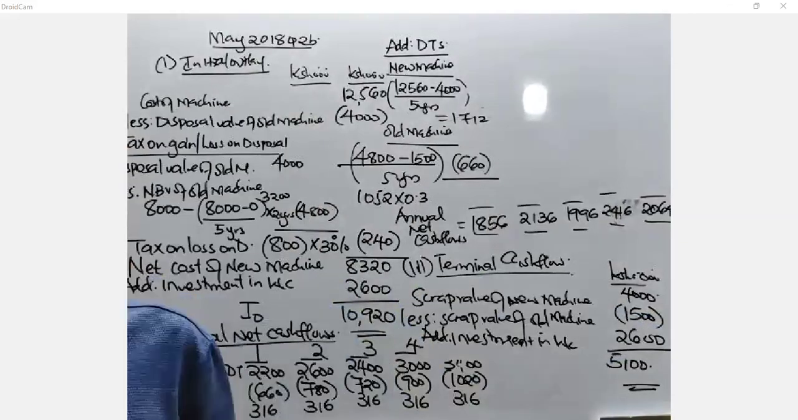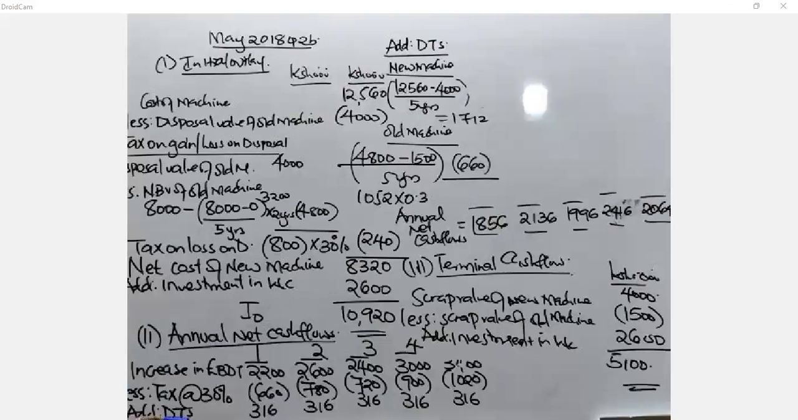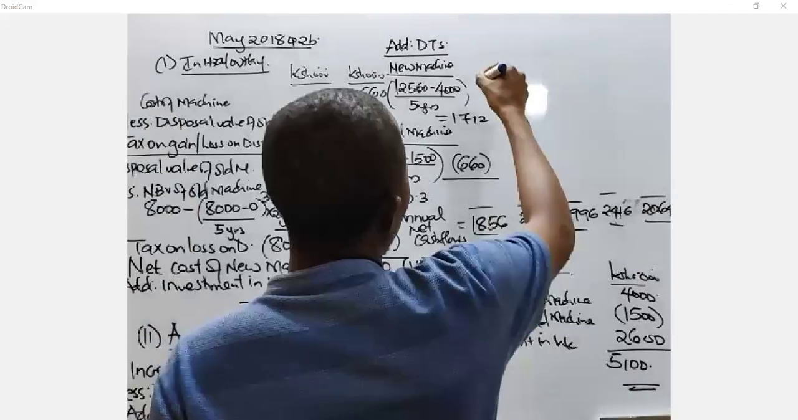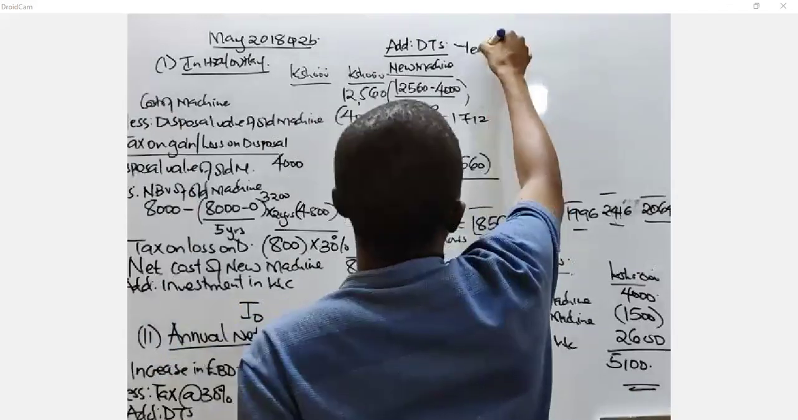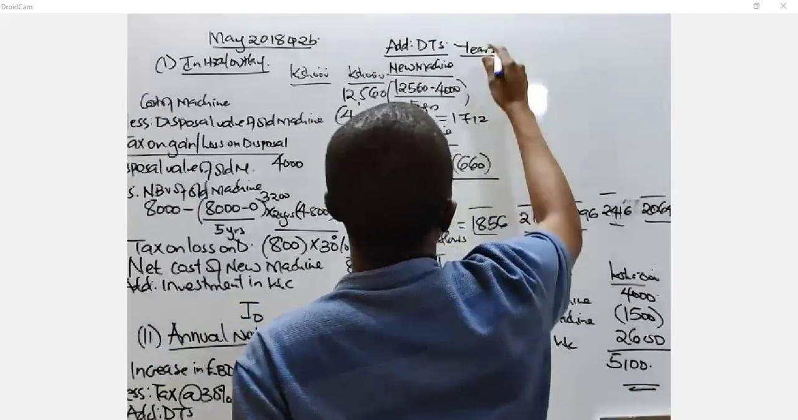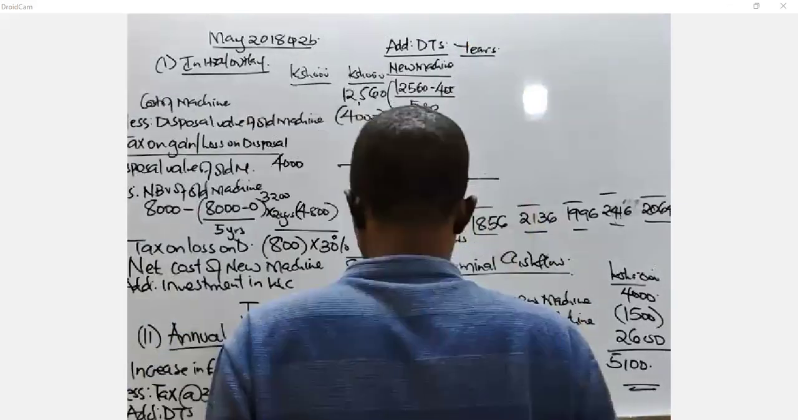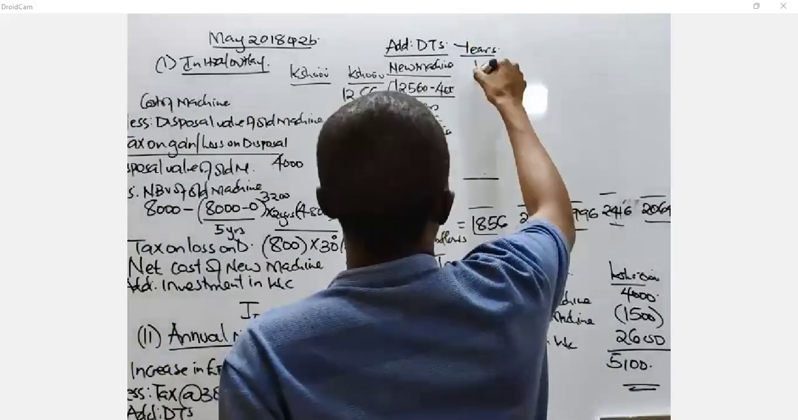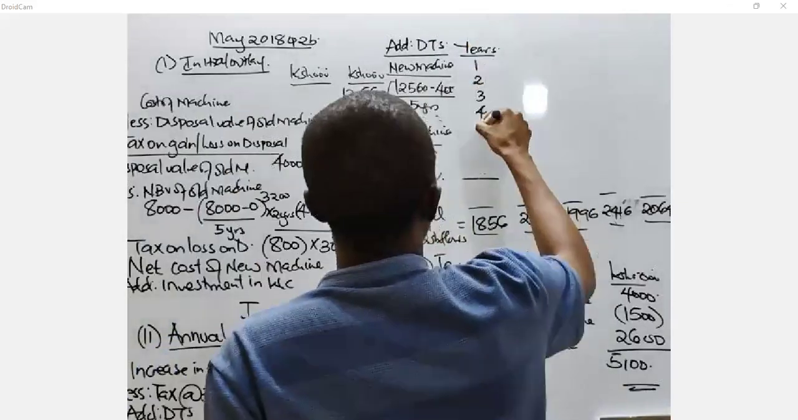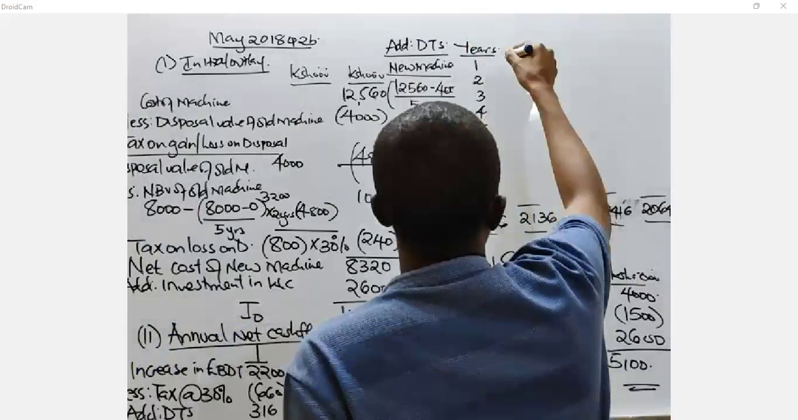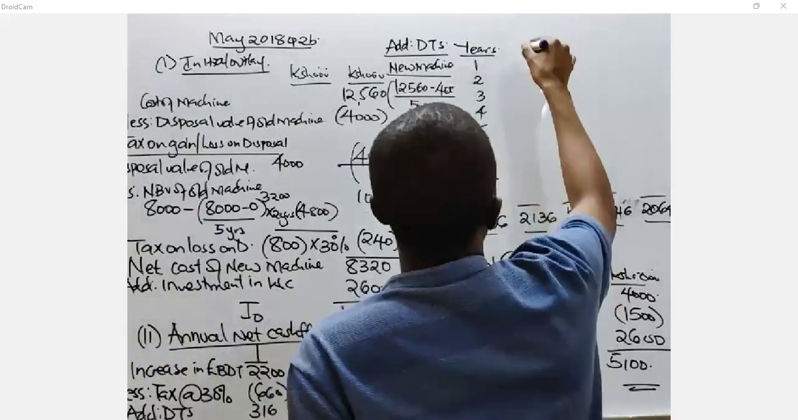Now, let us compute our NPV. We take the number of years that we have. So we have only 5 years: year 1, year 2, year 3, year 4, and year 5. We have the cash flows.